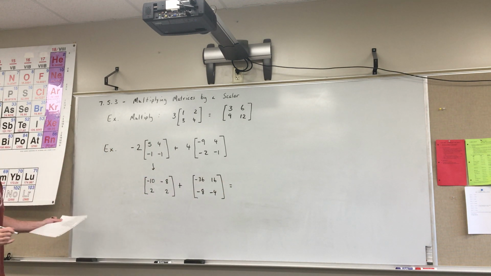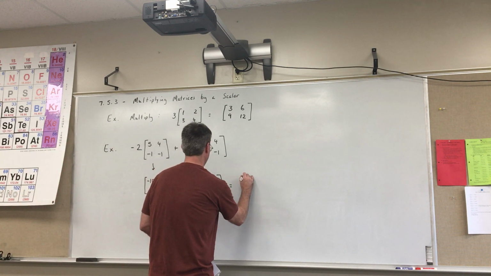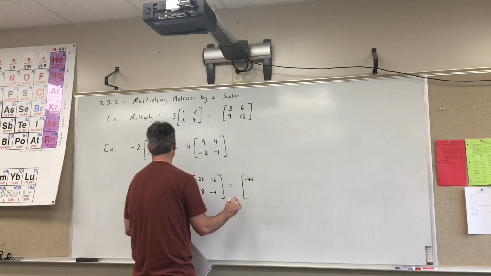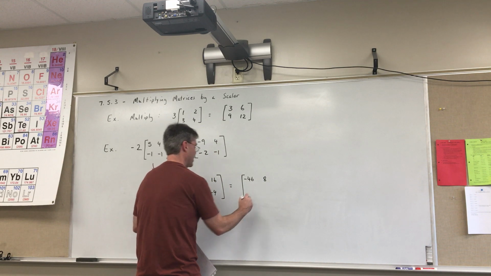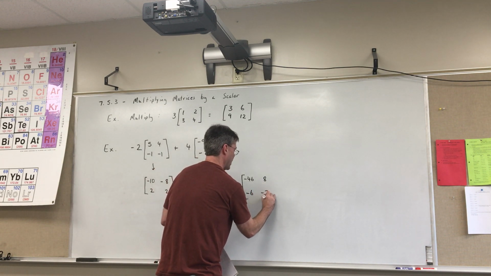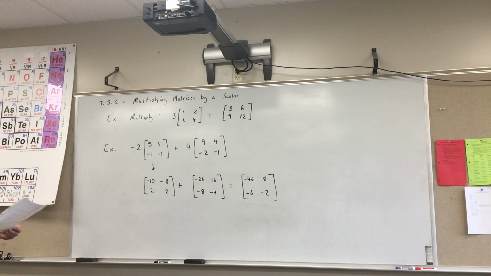Then we're going to add each corresponding matrix value. -10 plus -36 is -46. -8 plus 16 is 8. 2 plus -8 is -6. 2 plus -4 is -2. I'll give you a chance to pause the video and write down anything that I was blocking your view of.